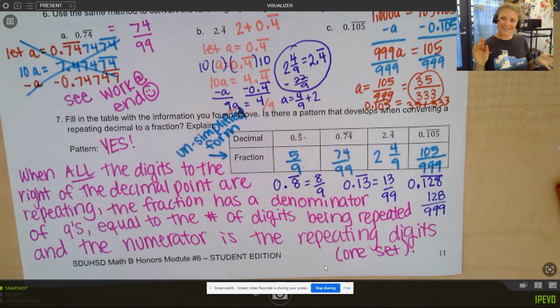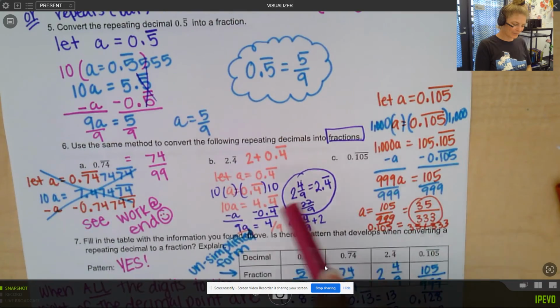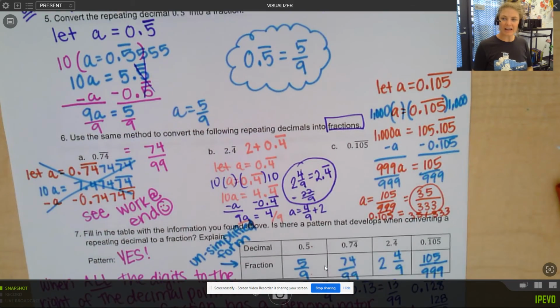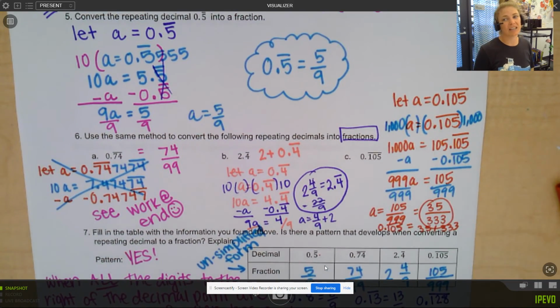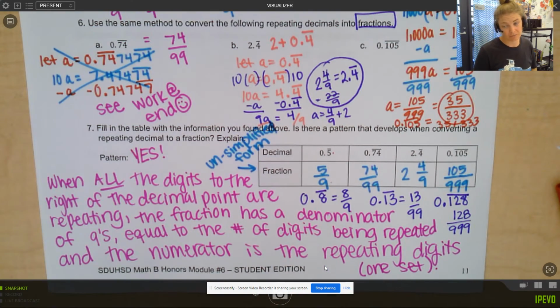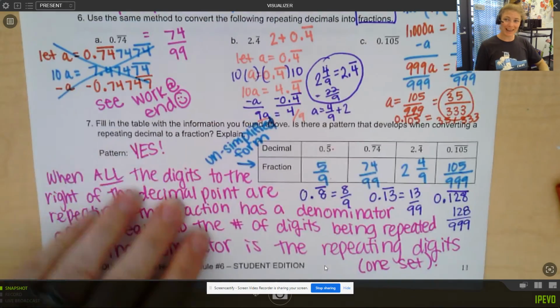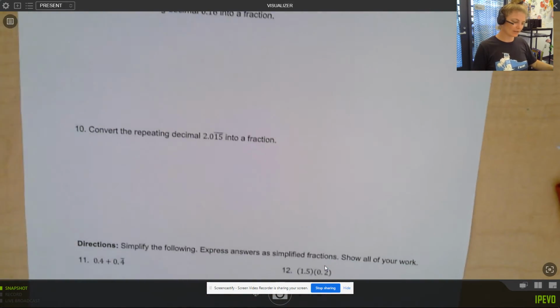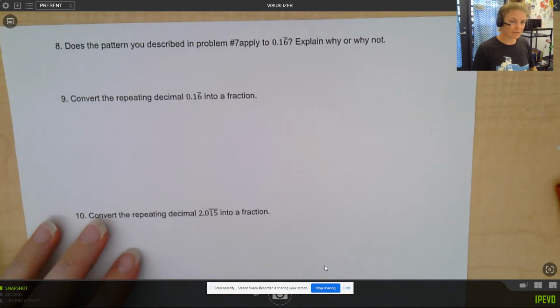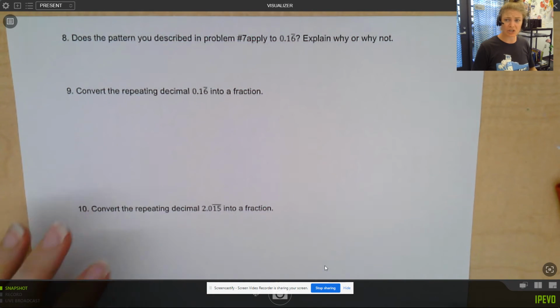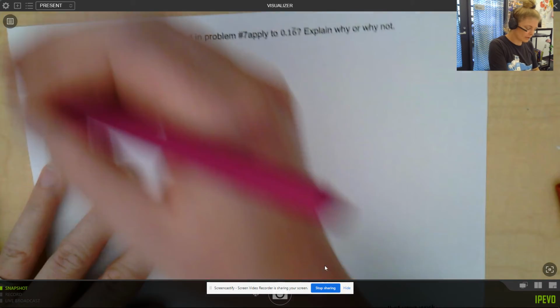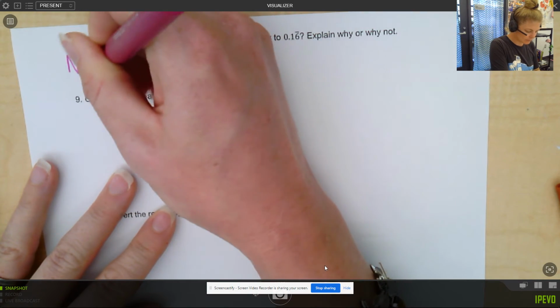Cool. Do you like our new slick trick? I mean, we're not going to have to do all of this ever again. Only if all the digits are being repeated will we not have to do that again. But we're going to have to do it again because they're not always all going to be repeated. Yay! Don't hate me. Okay, so this pattern that we described in number 7, does this apply to 0.1 with just the 6 being repeated? No, it doesn't. No, sad face.